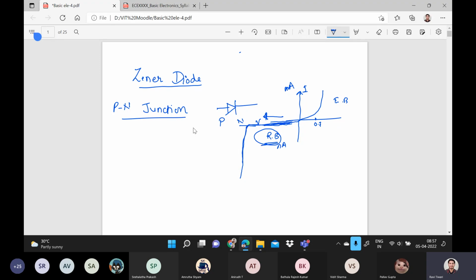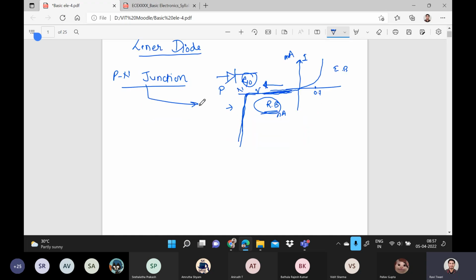But in the case of a PN junction diode, it comes very late, which means you have to increase up to suppose 40 volts, and only then will you get this breakdown. We generally don't want this condition. But in a Zener diode, it comes much earlier.